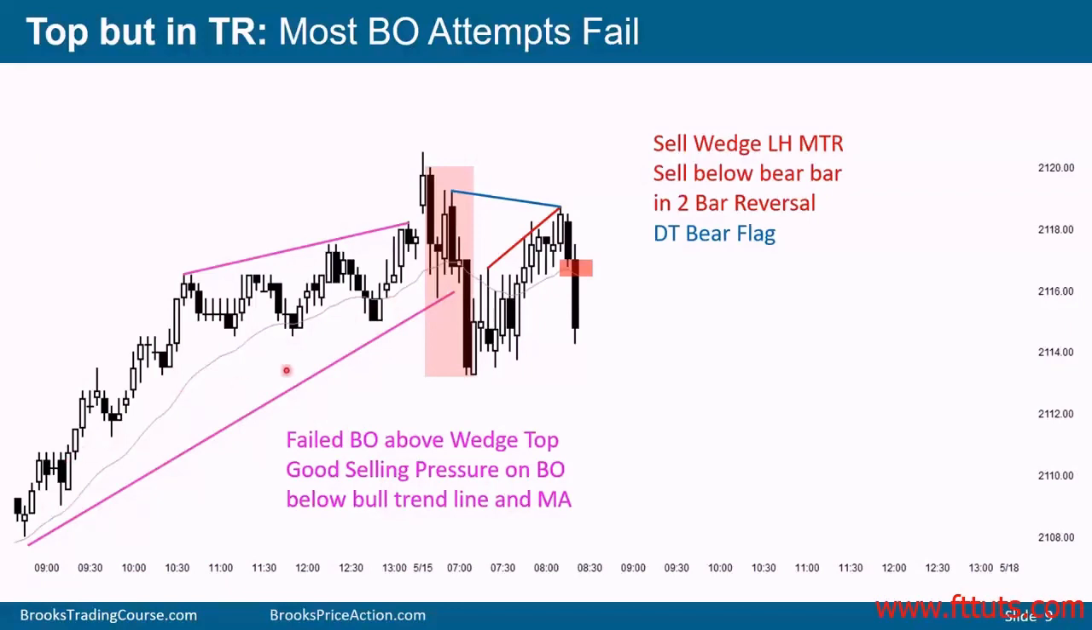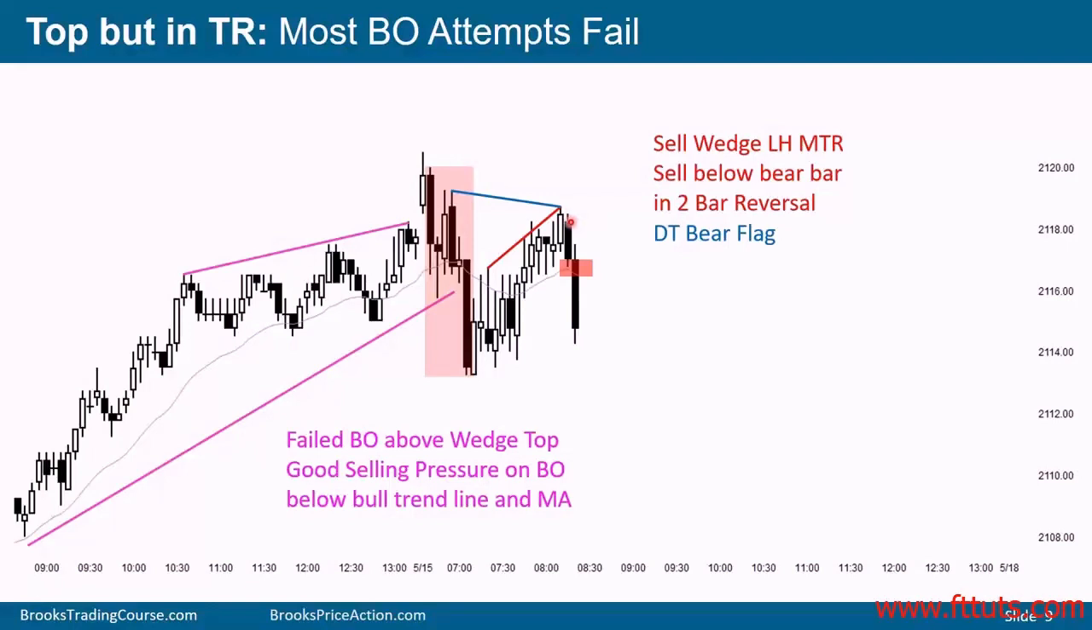A strong break below the bull trend line, and a wedge rally, up, down, up, and starting to go down. A 2-bar reversal, a bear bar closing on its low. If you want, some traders will look at it as a double top, lower high. In any case, it is a lower high major trend reversal, and it's a reasonable swing short.